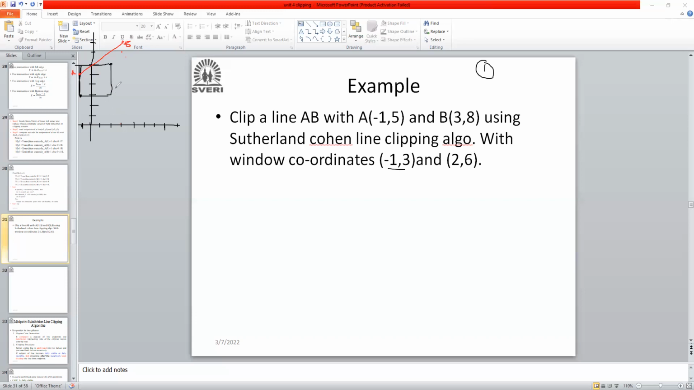Now next, you have to give the end codes, because once you give the end code, you can check whether the line is partially visible, totally invisible, and what the next steps are. Okay, what are the next steps? So for this line AB, we will find out the end code for A and B. So can you tell me the end code of A? End code of A.